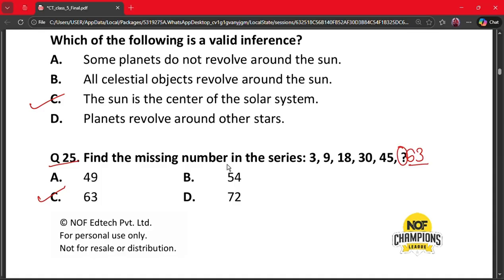Why? Because 9 minus 3 gives us 6. 18 minus 9 gives us 9. 30 minus 18 gives us 12, and 45 minus 30 gives us 15. So here we can see in the differences we are moving plus 3, plus 3, plus 3. So here what will come? 15 plus 3, that is 18. So 45 plus 18 gives us 63. So the correct answer is option C.